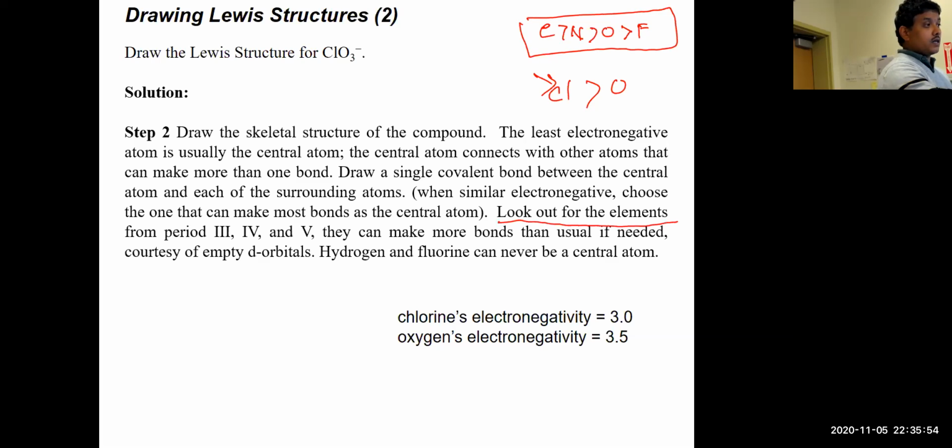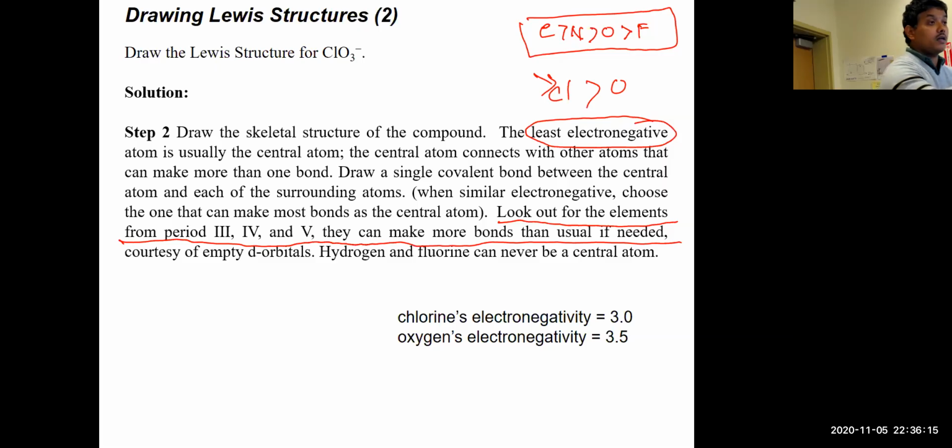Here, it is where I'm included. Look out for the elements from period 3, 4, 5. They can make more bonds than usual if needed. You think that, oh, chlorine is from period 7, it can only make one bond. But the first rule I'm saying is choose the least electronegative element.